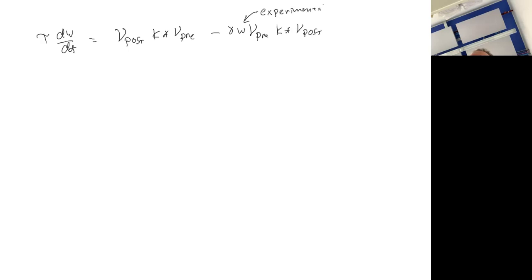So we have tau dw/dt equals nu post k star nu pre. The old equation was nu pre k star nu post. But now we've added w. Okay. So experimentally, this is some factor gamma here. So experimentally, okay, it's an experimental observation, and that is a huge effect, right? So we're going to replace nu post by nu post plus epsilon W nu pre.